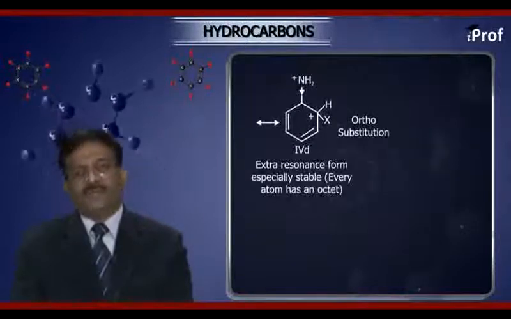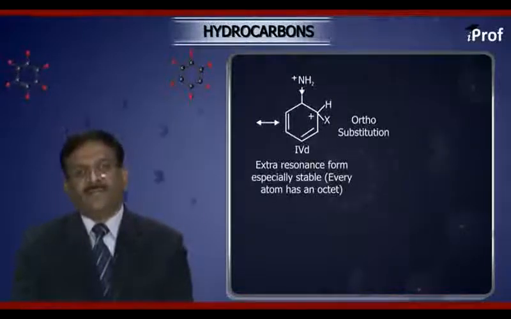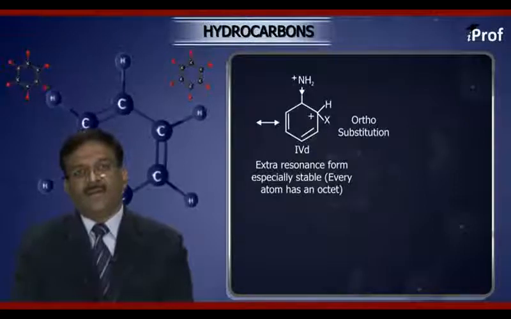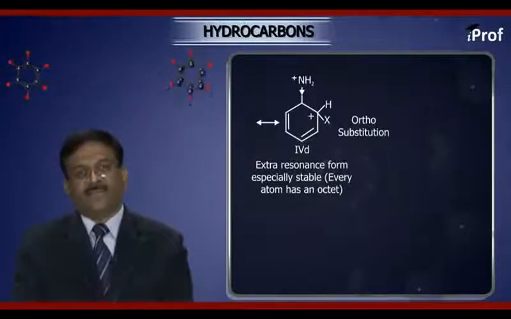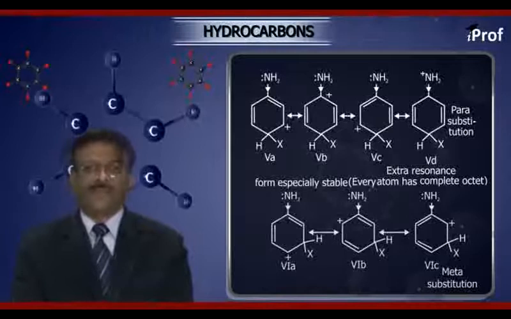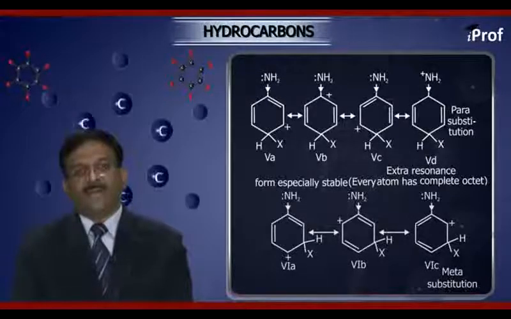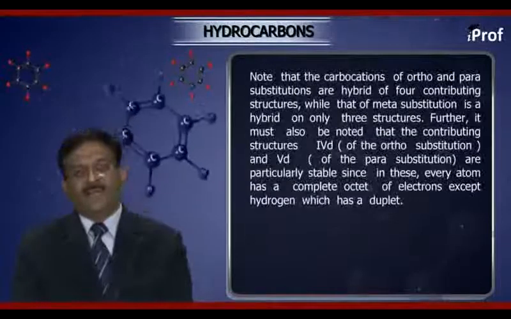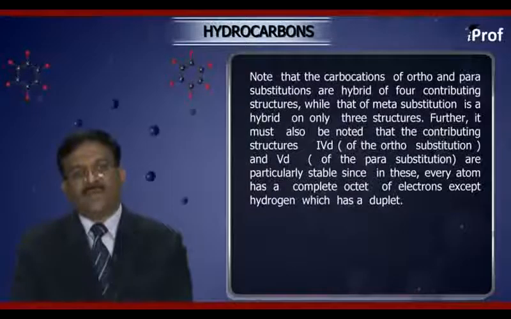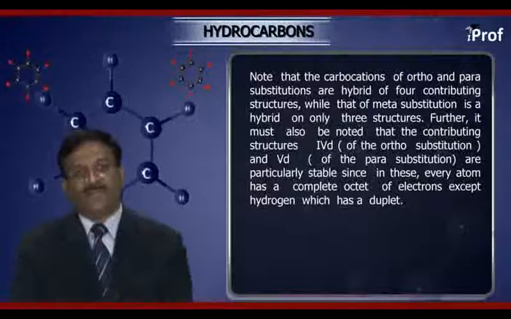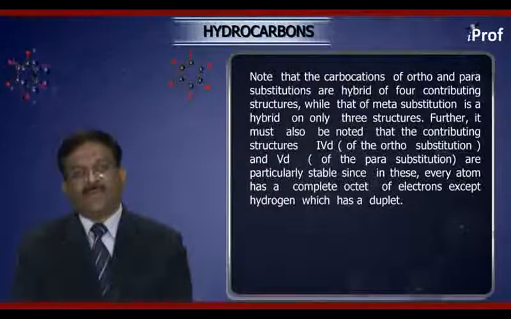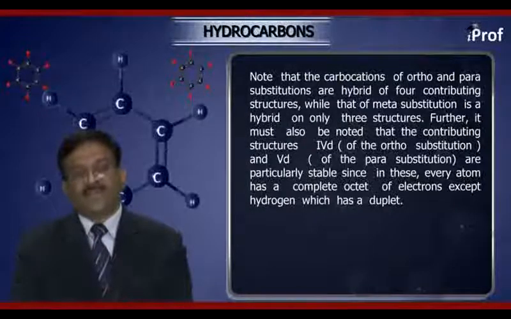In the ortho substitution, the extra resonance form is especially stable, since every atom has an octet. In the para substitution, the extra resonance form is also especially stable. It is important to note here that carbocations of ortho and para substitution are hybrids of 4 contributing structures, while that of the meta position is a hybrid of only 3 structures.